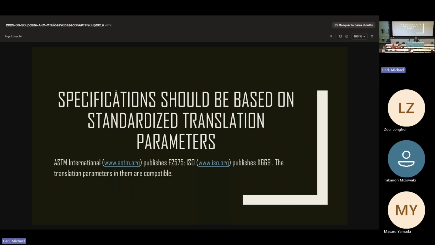We now have two international standards that describe translation parameters: the ASTM International Standard F2575, and the ISO standard 11669. They were not developed independently. Some of the same people have been involved since the very first version of these parameters, which was in the year 2001. And they've evolved, but they have been rather stable. They've been much more stable than the world economy and world politics, these translation parameters.